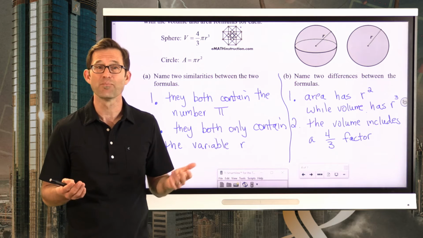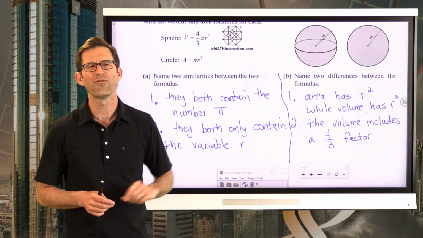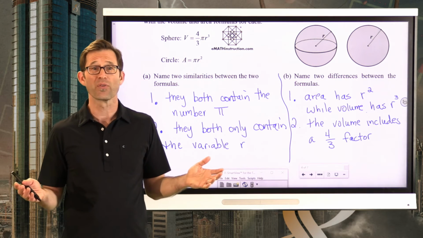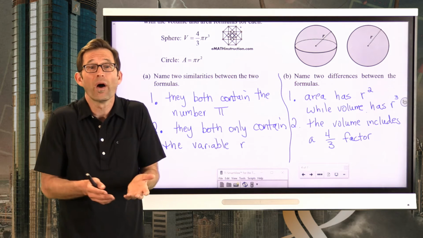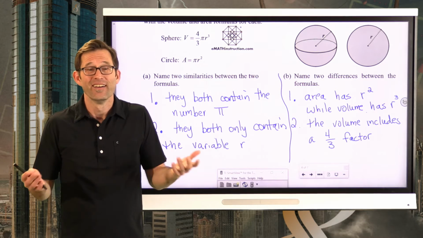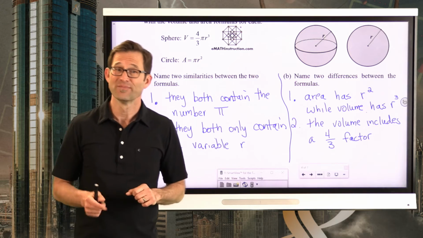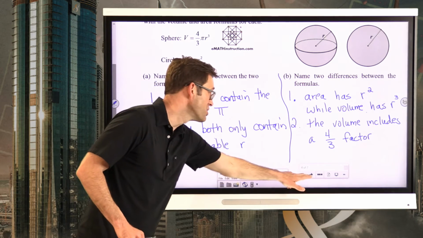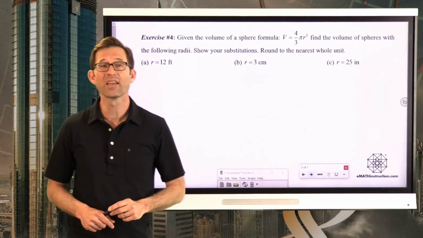But unfortunately, it's not that simple. We get that 4/3 thrown in, which is barely bigger than 1, right? 4/3 is 1 and 1/3, but it's there. What are you going to do? So let's use it a little bit more. All right, let's take a look.